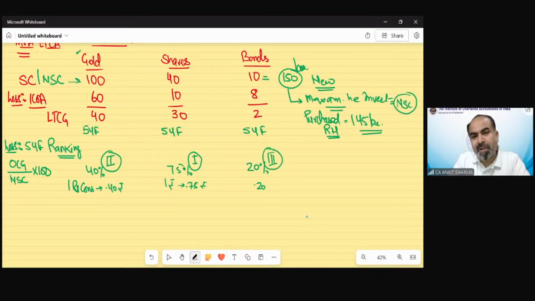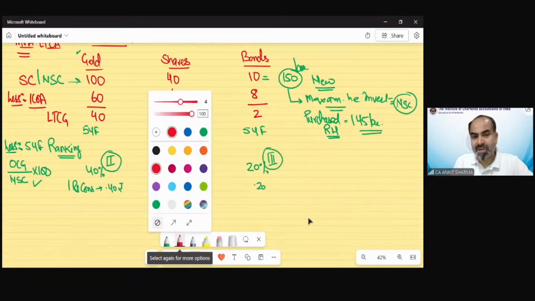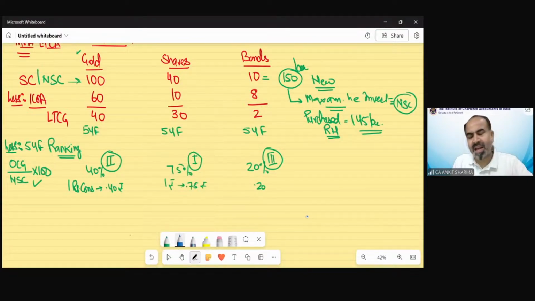So this is the simple formula you can utilize in section 54F multiple times. Whether you want to find out the exemption, you just need to multiply this with the investment value. If you want to find out the unutilized amount taxable, you can multiply that amount with the unutilized amount, and so on. And even for the purpose of ranking, we have this one formula. So after finding out the ranking, now we can give the exemption one by one.